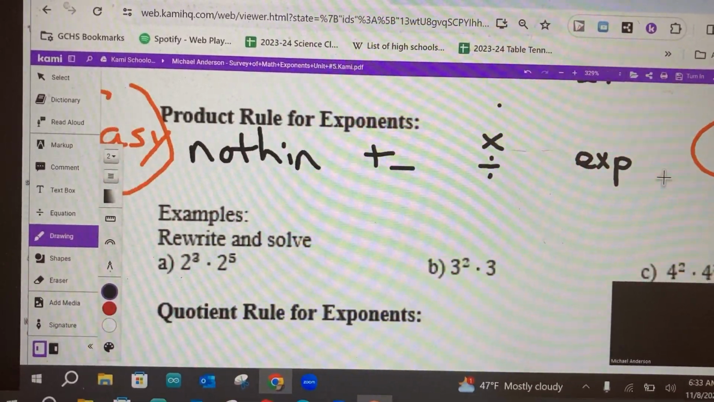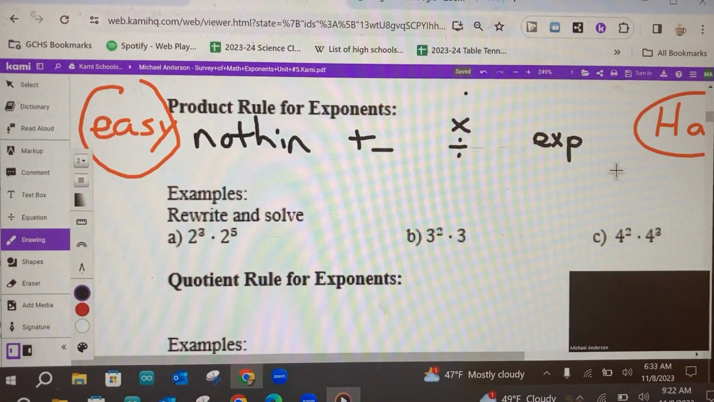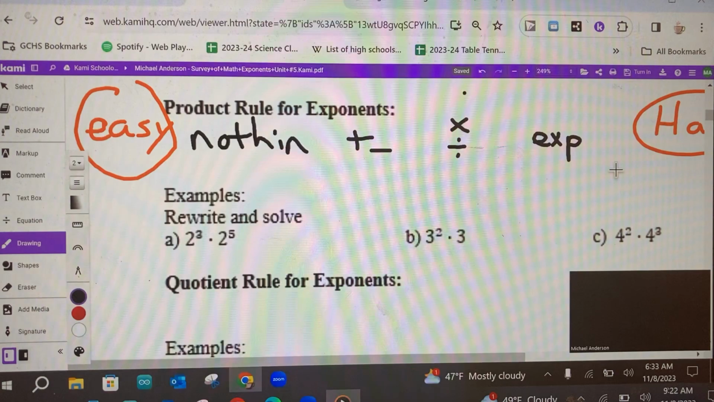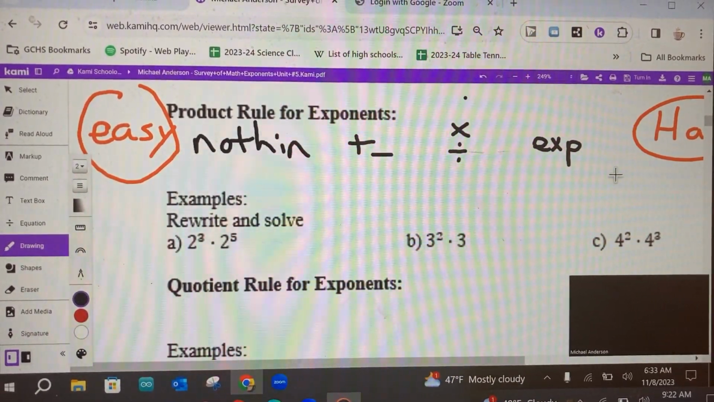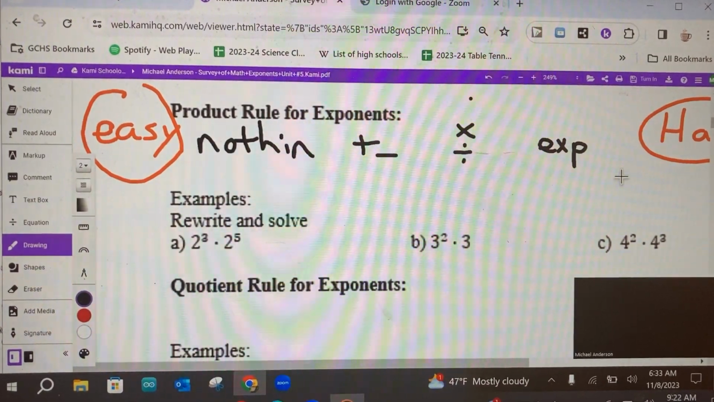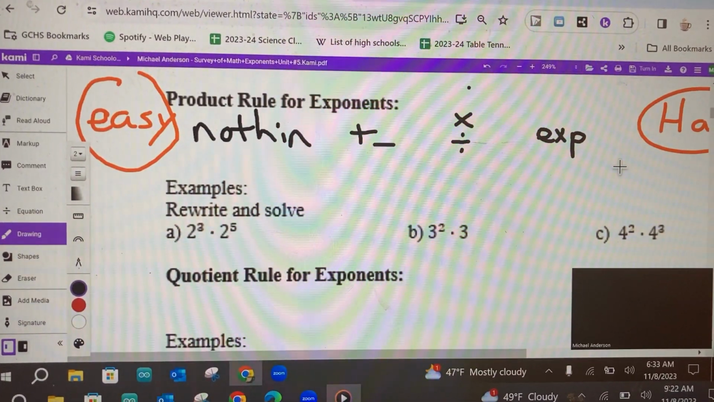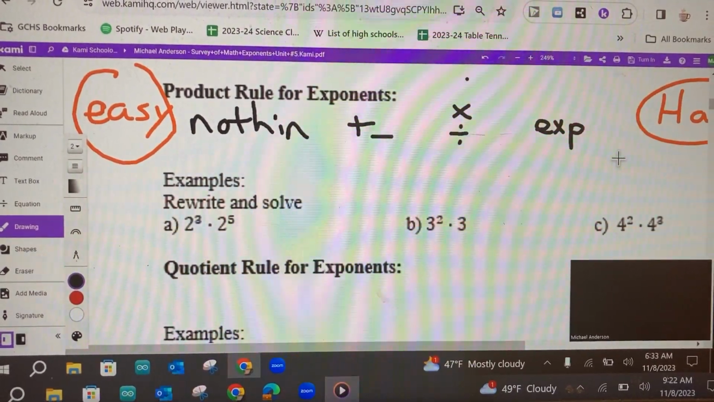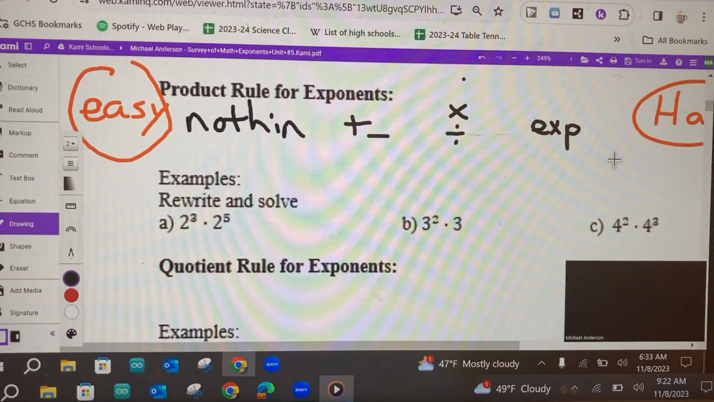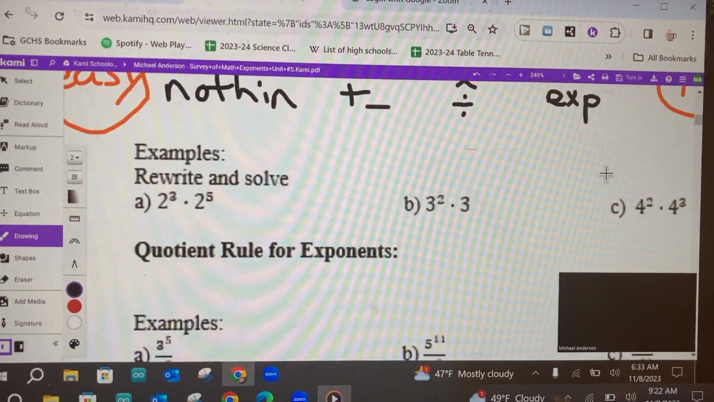Okay, so when you have a problem with adding, subtracting, multiplying, dividing with exponents, you always end up doing the next easier thing with the powers themselves. So let's look at these 3 examples and we'll see what I mean by that.